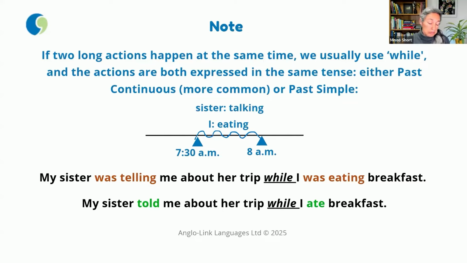But grammatically, it's also correct to put them both in the simple form. My sister told me about her trip while I ate breakfast. But as I said, the continuous form is more common with while. So that's all about past continuous.